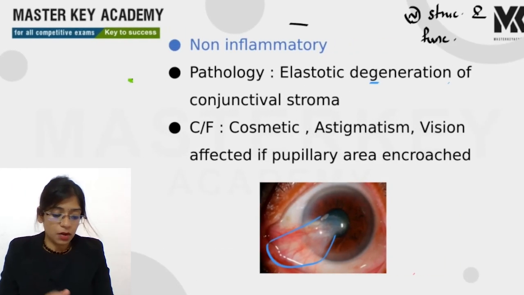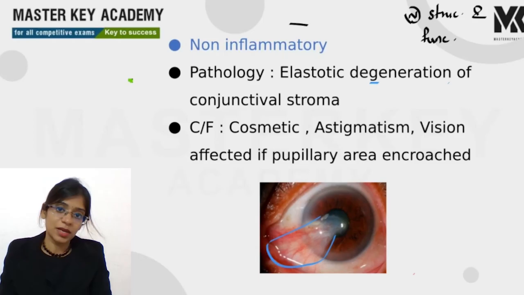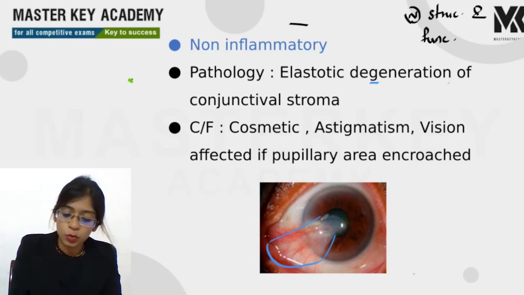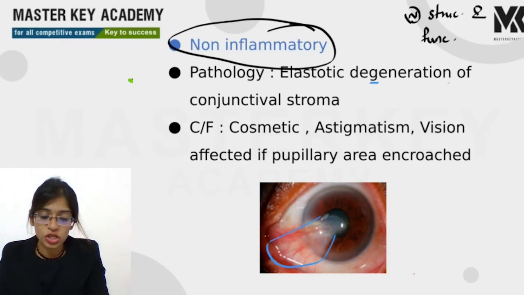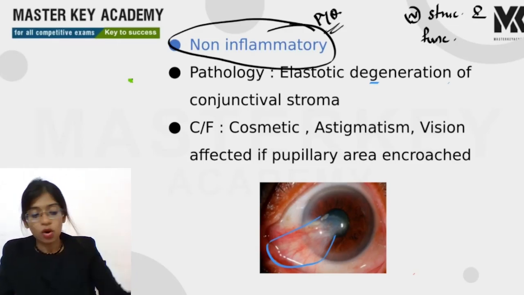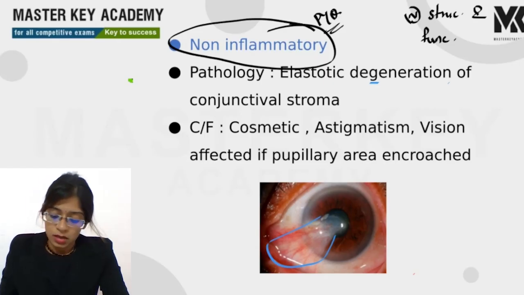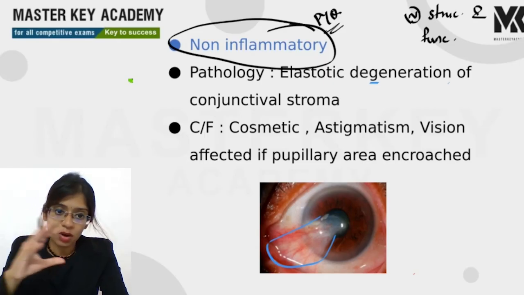Okay. Let's move on. Now they have asked you, is it inflammatory or non-inflammatory pathology? Pterygium, we do not see inflammation. It is a non-inflammatory pathology. This has come before. What exactly happens? See, what is the pathology behind pterygium? Due to overexposure to ultraviolet radiation, you know what happens?